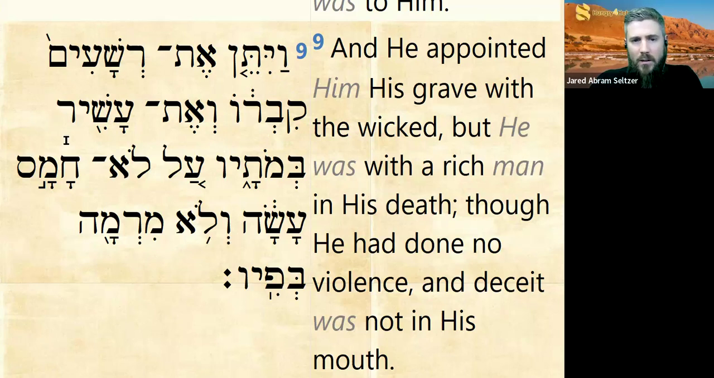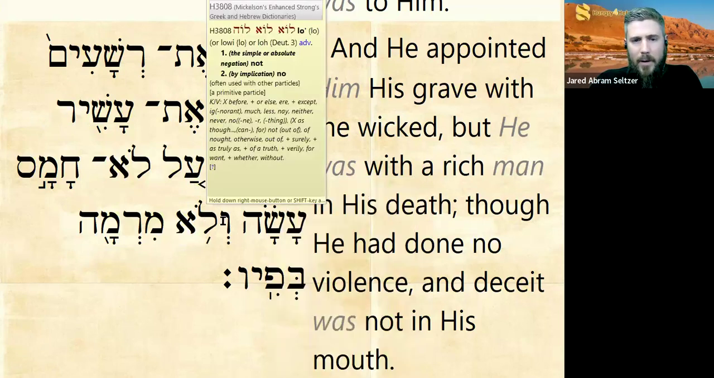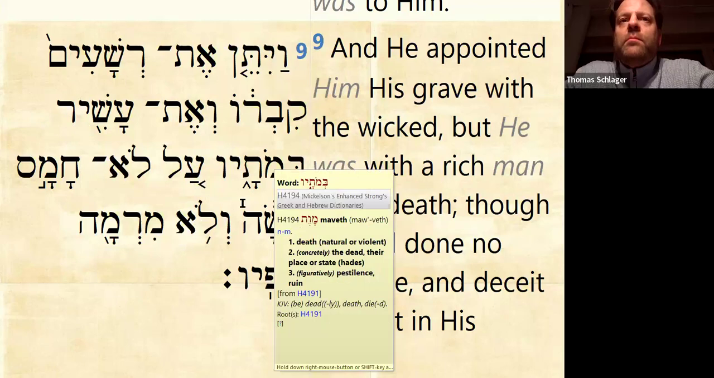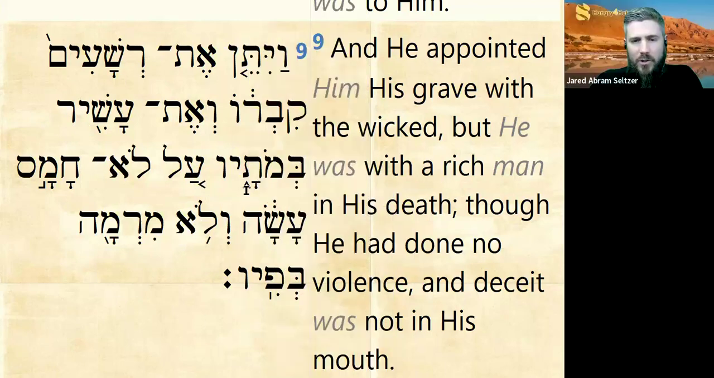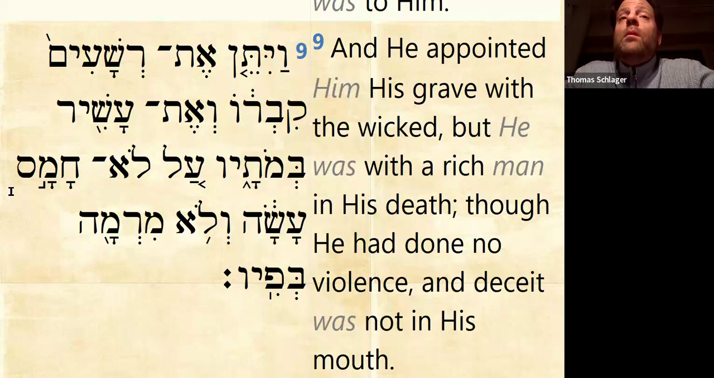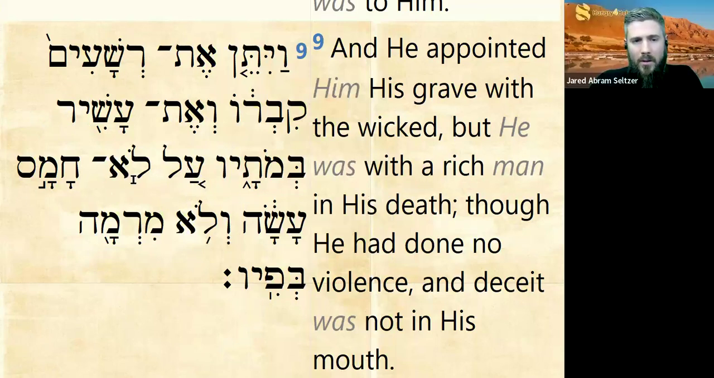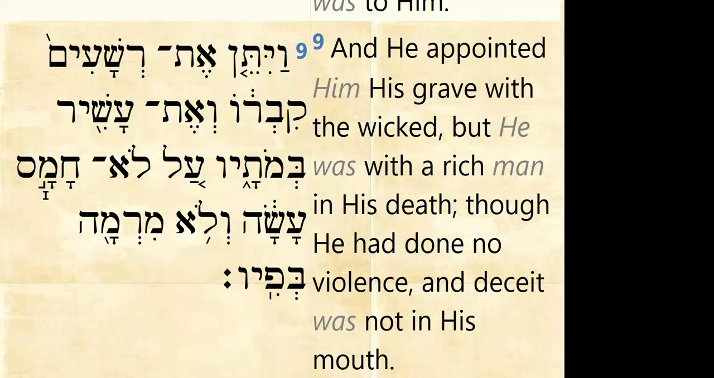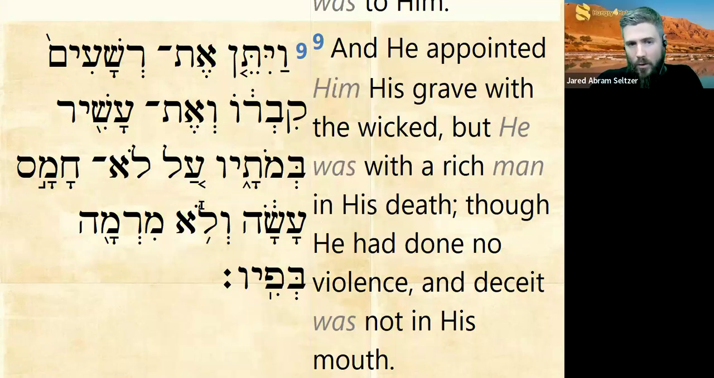Ve'et ashir, and the rich, b'motav, mot, death, in his death. Odd that there's a yod right there. Motav, that should actually be plural. Al lo hamas, upon no violence. Asa. So here they say, even though it's really like concerning or upon, no violence he did. Velo mirma.